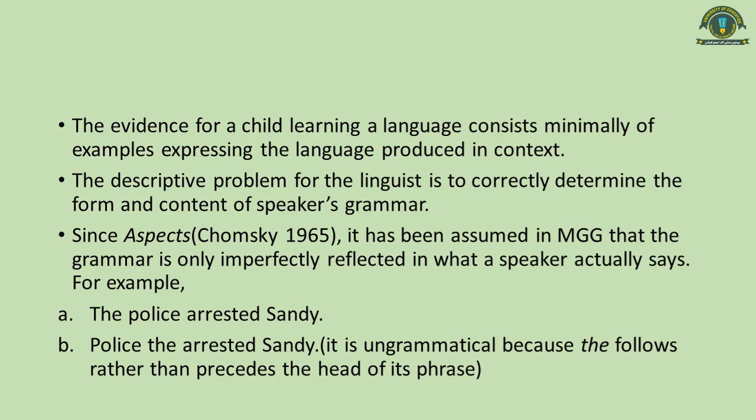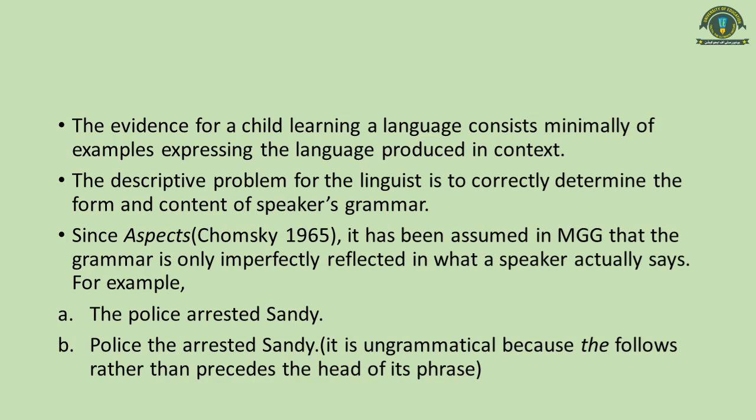The evidence for a child learning a language consists minimally of examples expressing the language produced in context. The descriptive problem for the linguist is to correctly determine the form and content of the speaker's grammar. Since Aspects, Chomsky has assumed in MGG, mainstream generative grammar, that the grammar is only imperfectly reflected in what a speaker actually says.